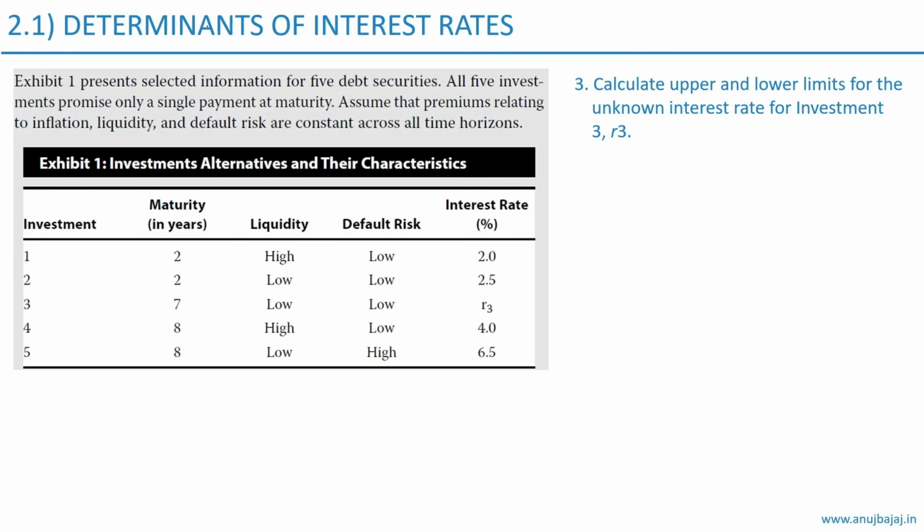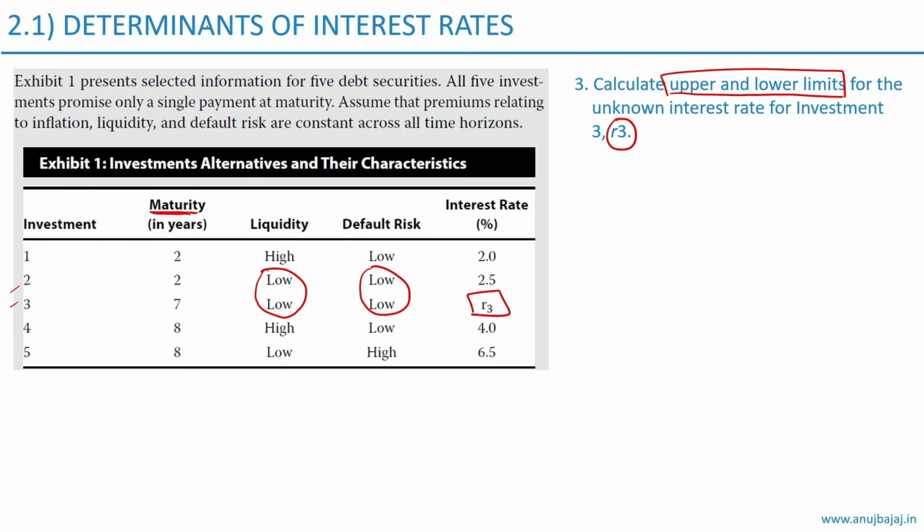Question 3. Calculate the upper and lower limits for the unknown interest rate for investment 3, represented by R3. For investment 3, the interest rate is not given, and we need to find the upper and lower limits for the interest rate. Comparing investment 2 and investment 3, we can see that they have the same liquidity profile and the same default risk. The only thing which is different among them is their maturity.